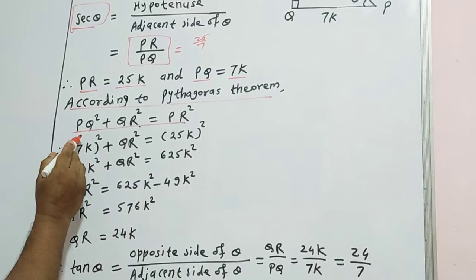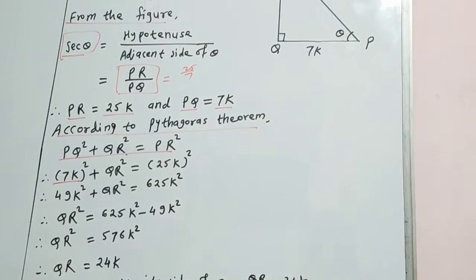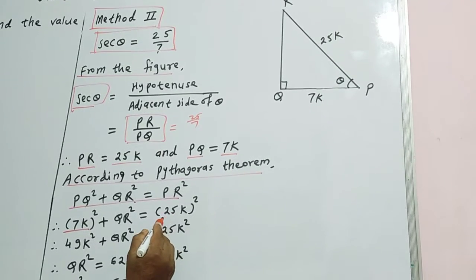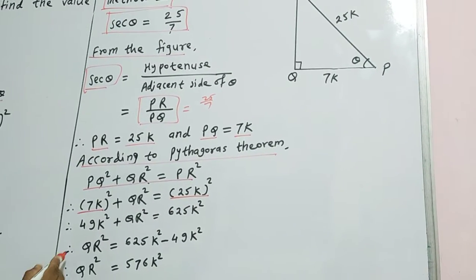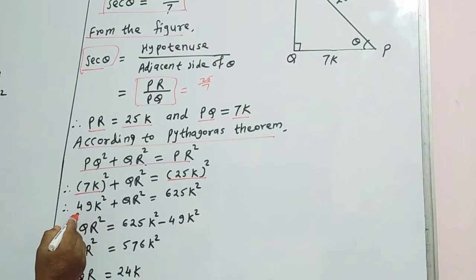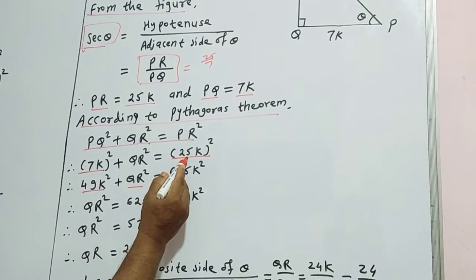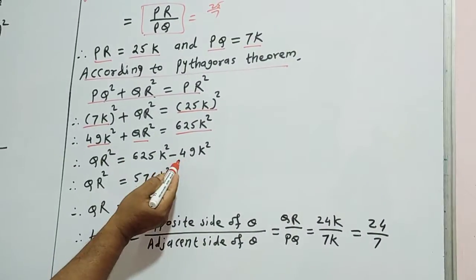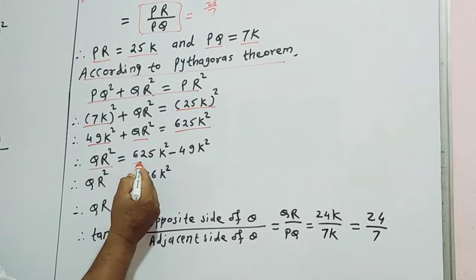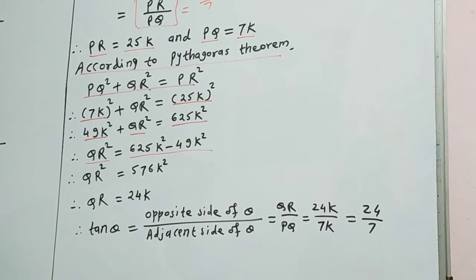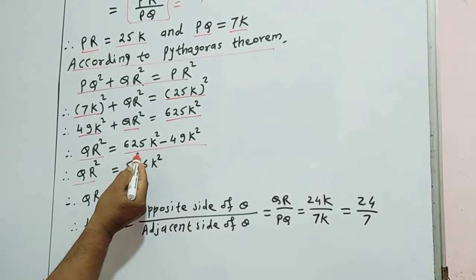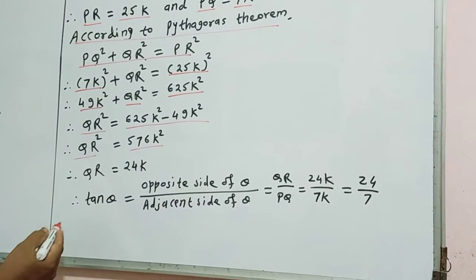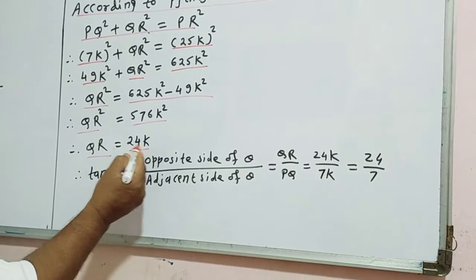Now substituting the values of PQ and PR. PQ is 7k, so 7k whole square plus QR square is equal to PR square, means PR is 25k, so 25k whole square. Now taking squares, 7k whole square is 49k square plus QR square, and 25k whole square is 625k square. Now shift 49k square to the right hand side. Therefore QR square is equal to 625k square minus 49k square. Therefore QR square is equal to the subtraction of these two terms, which is 576k square. Now taking the square root on both sides, QR is equal to 24k.